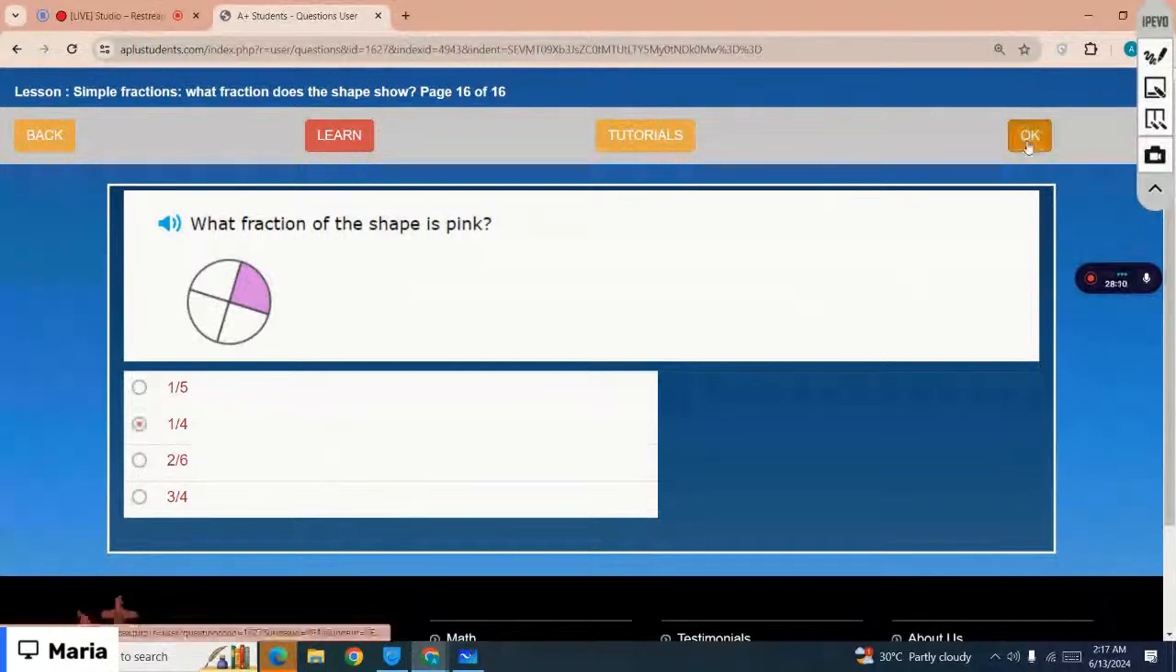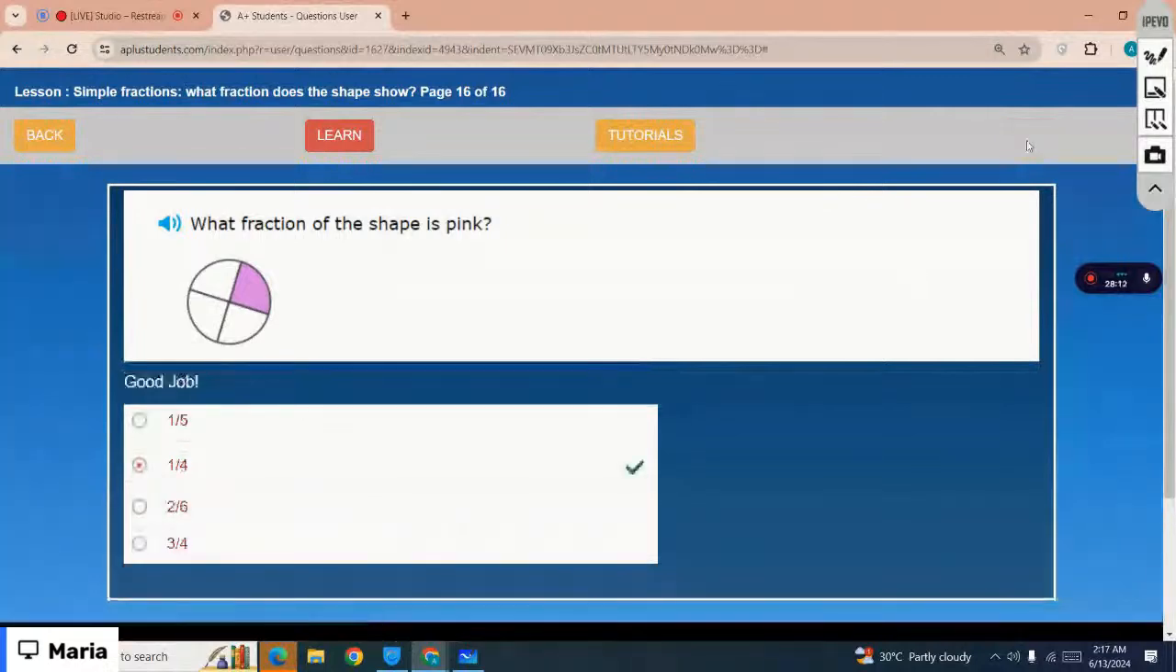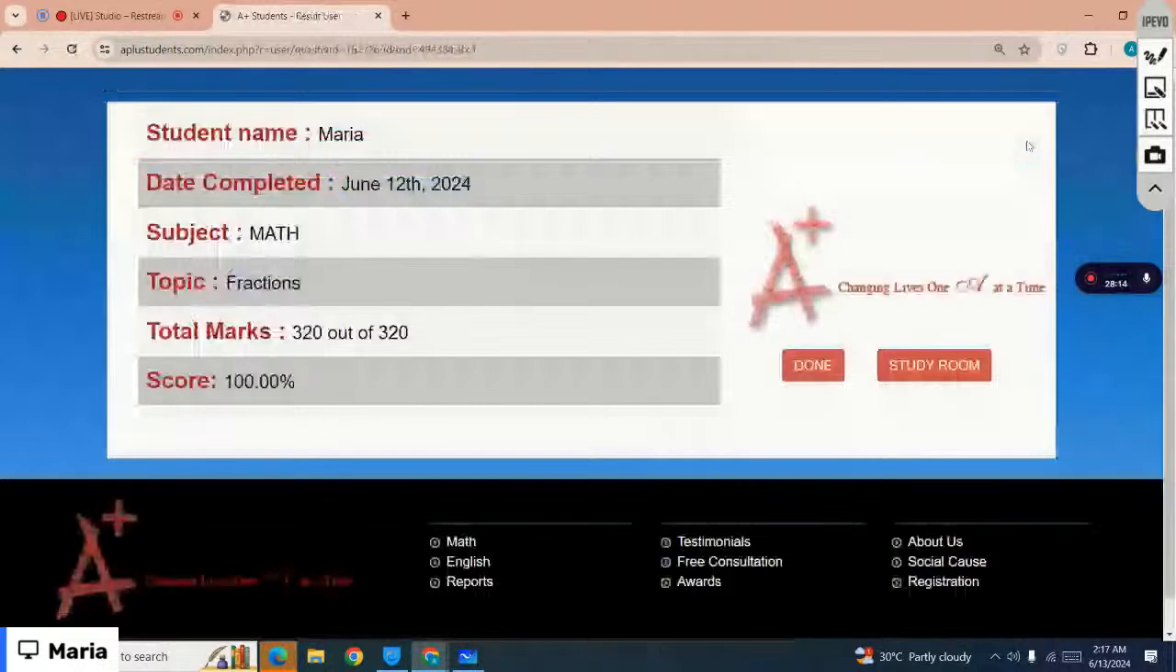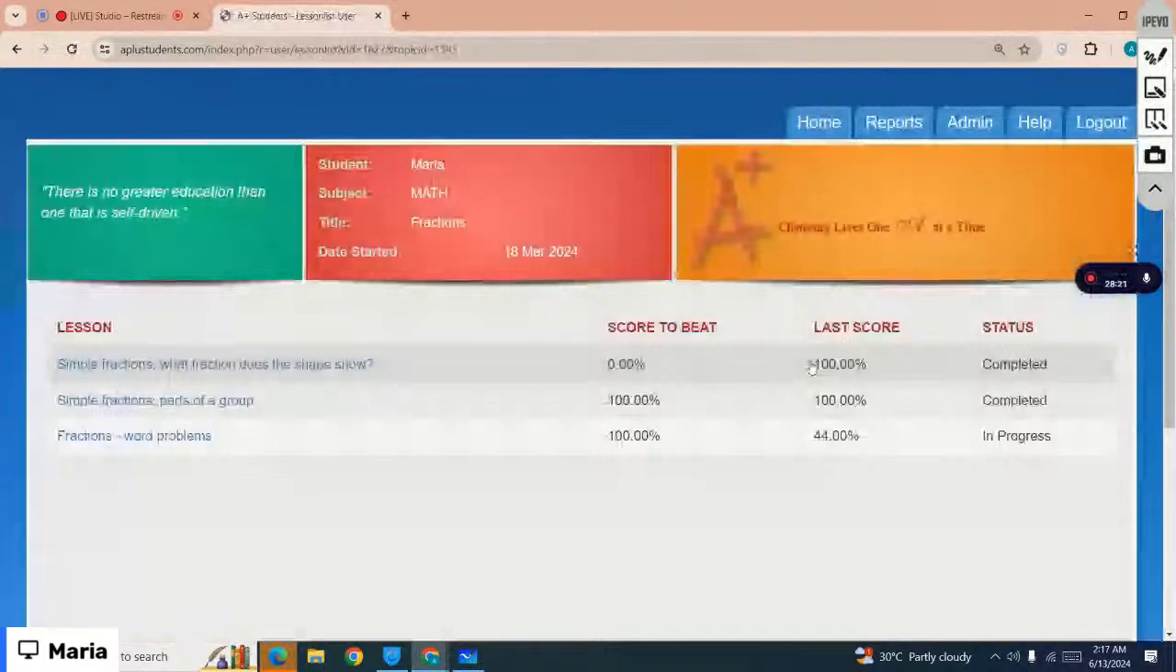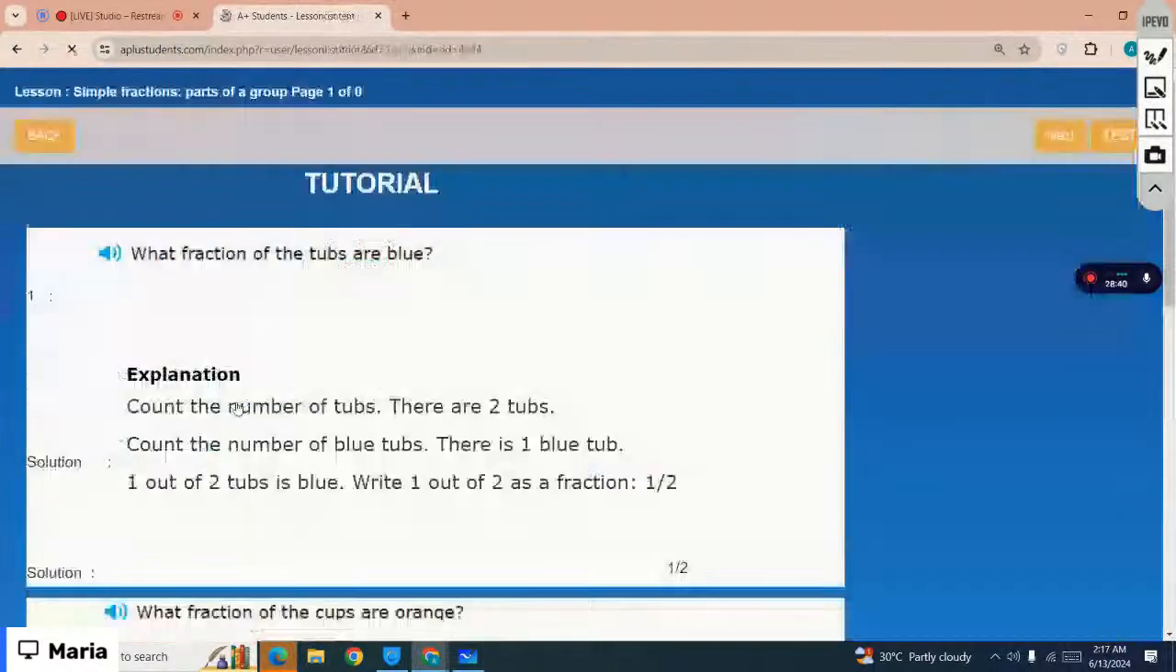Okay, we are done with the lesson. Let's just move on to next lesson. And the next lesson is simple fractions, parts of a group. Let's just start with the next lesson, right?